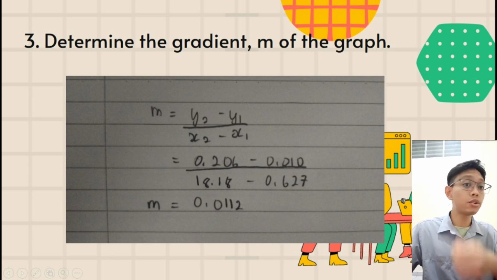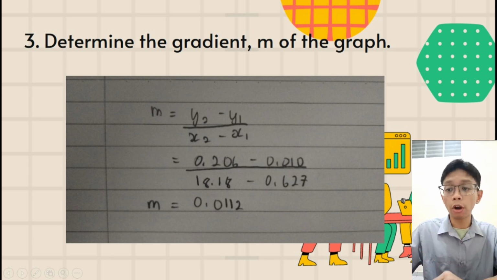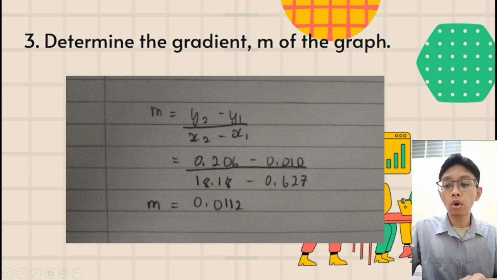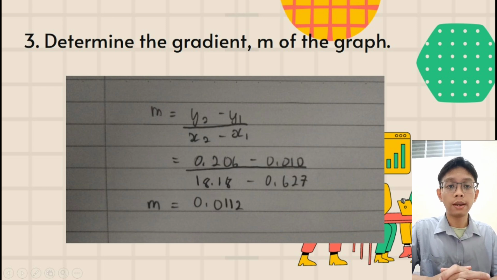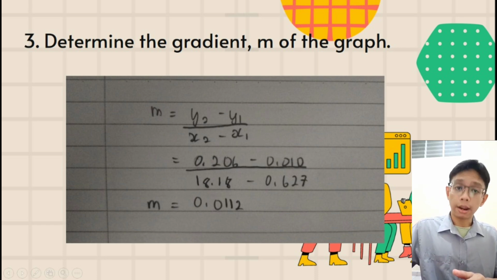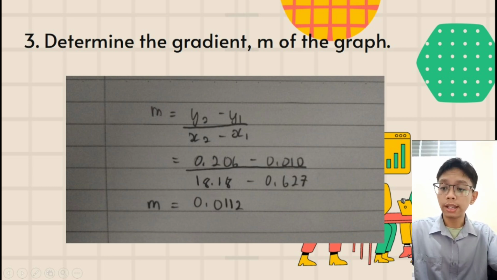So, from the graph we just drew, our y2 is 0.206, our y1 is 0.010, divided by the change in the value of x, or delta x, where our x2 is 18.18 minus our x1, which is 0.627. And when we use the calculator, our final answer is 0.0112. So from the graph, our gradient is 0.0112.